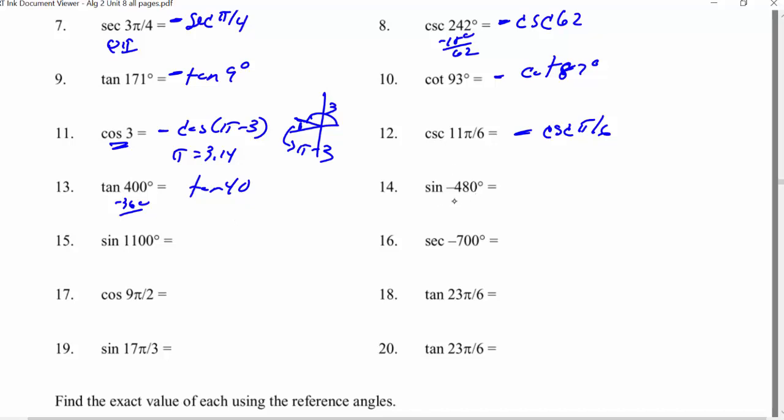Negative 480. So you add 360 to that, so you get negative 120.